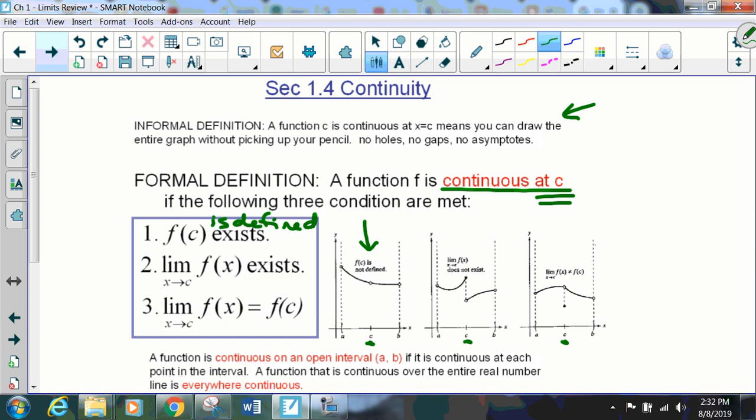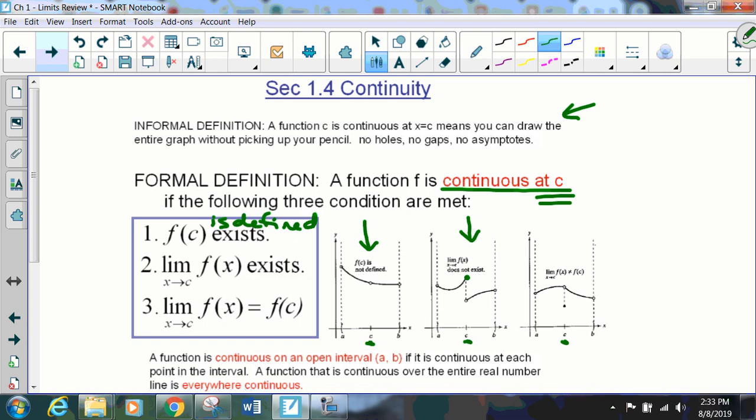So here, when we look at the second picture, we do have a value for when x is equal to c. So f of c does exist, but gosh darn it, the limit doesn't exist. So therefore, it's not continuous. And then the third condition that has to be met is they have to be the same.